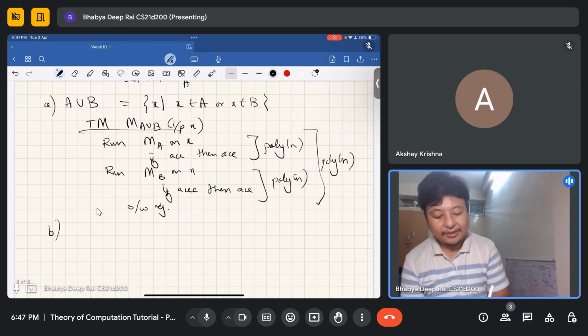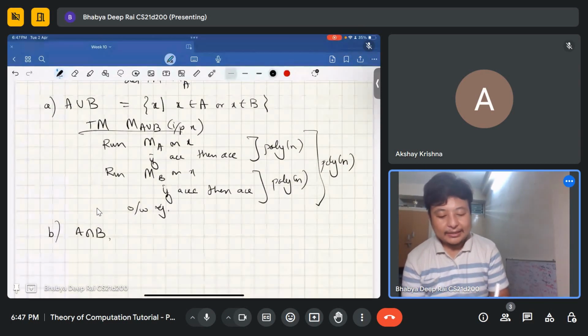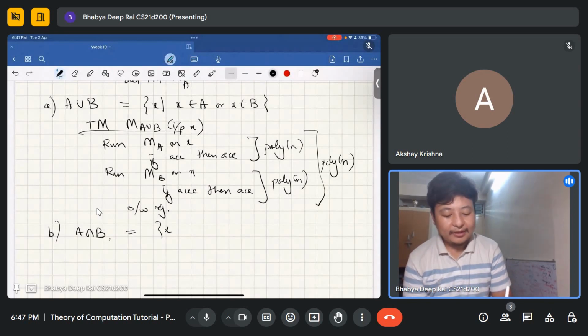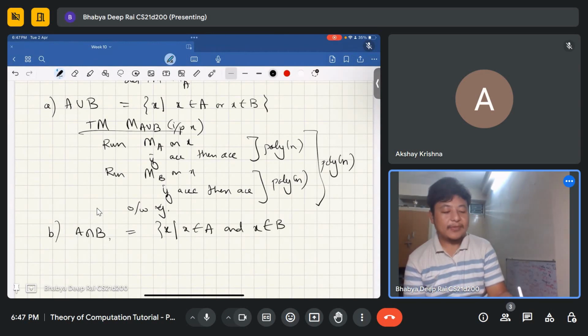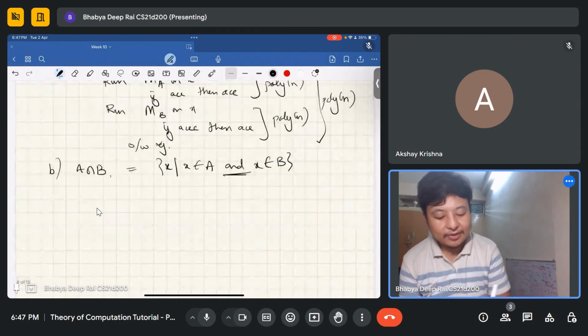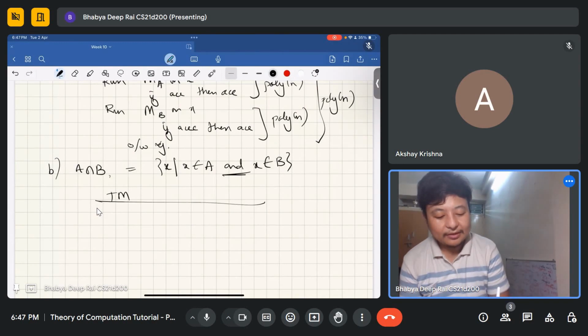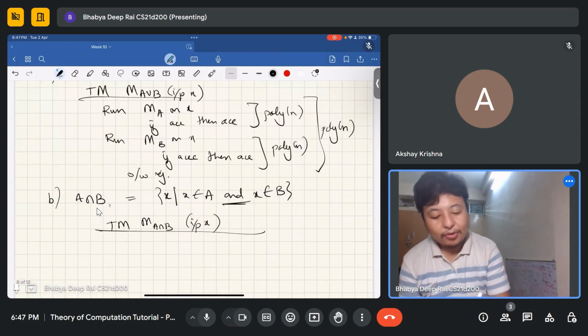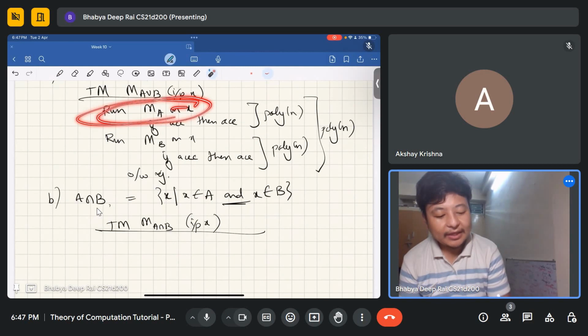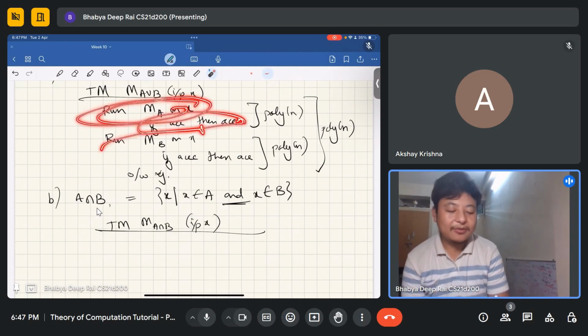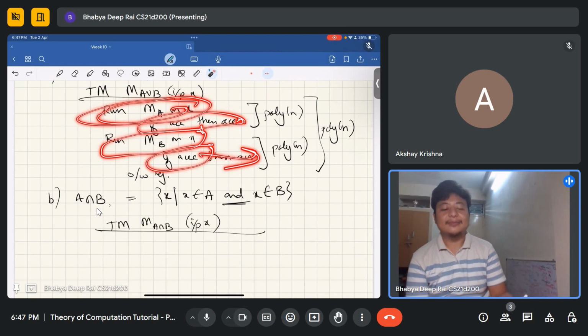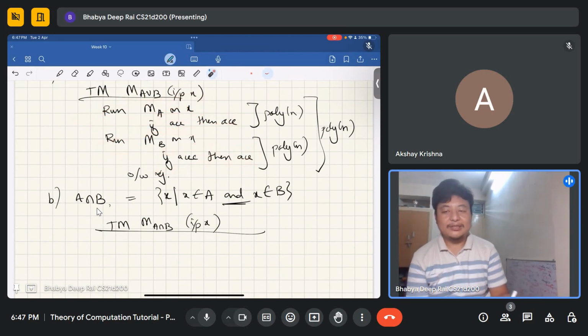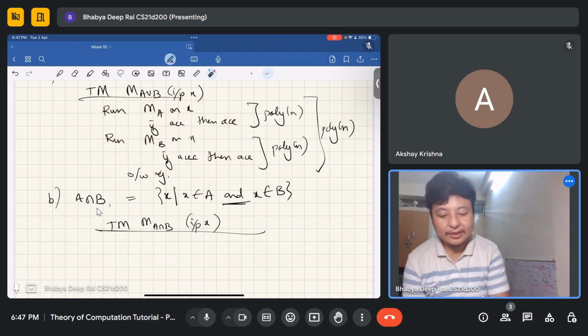Next is A intersection B. What is A intersection B? All the strings that are in A as well as in B. So what does the Turing machine look like? The Turing machine M A intersection B on input x. It's similar. We run M A on x. If it accepts, then we run M B also, and if it accepts, then I'll accept, because it needs to go through both the checks.